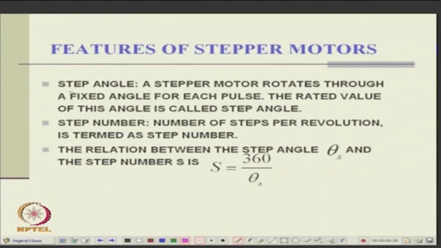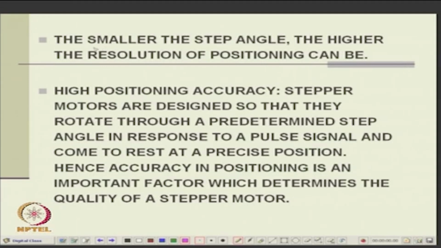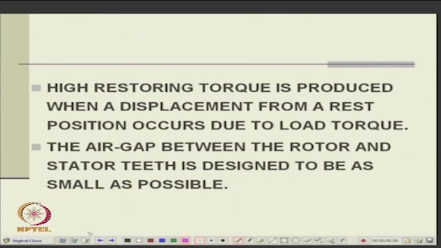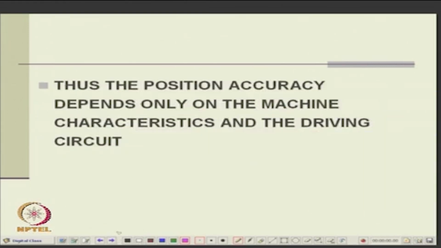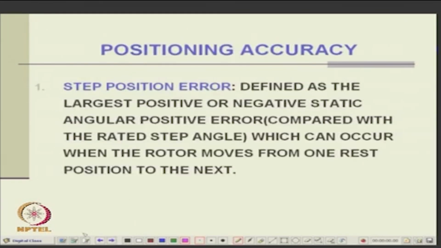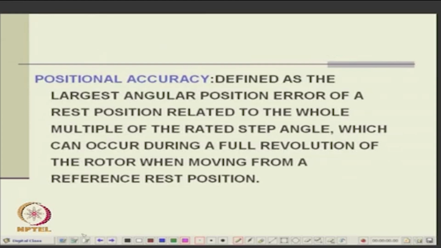Because we have already seen step angle and step number, I do not want to repeat these relations. Smaller step angle gives higher resolution, and we have also seen position accuracy. It is a repeat of the same thing, the quality of stepper motor, etc. High restoring torque is produced when a displacement from rest position occurs due to a load torque. When there is load torque, the restoring torque is what we are talking about. Step position error seems to be a repetition of position accuracy.